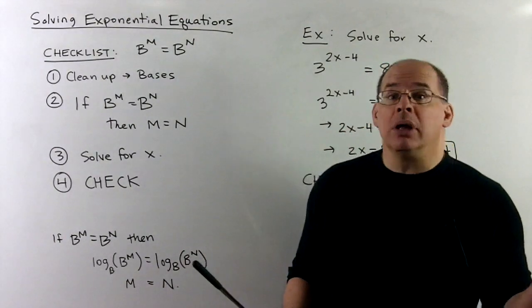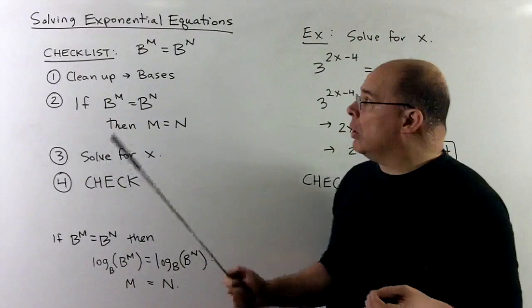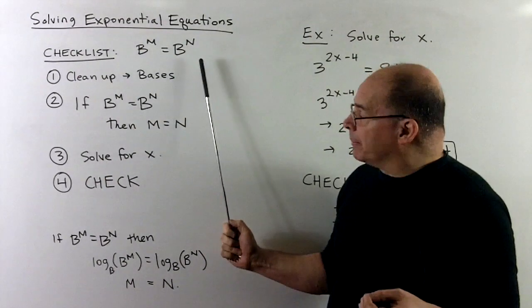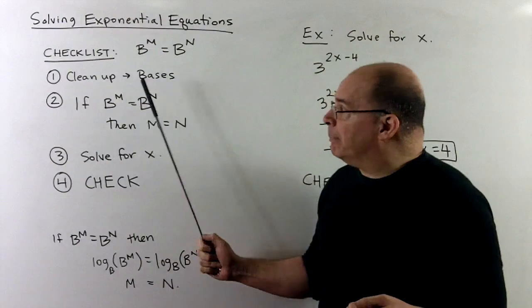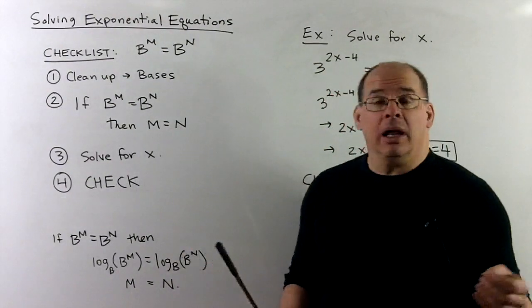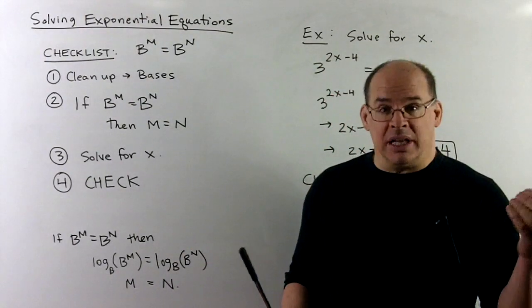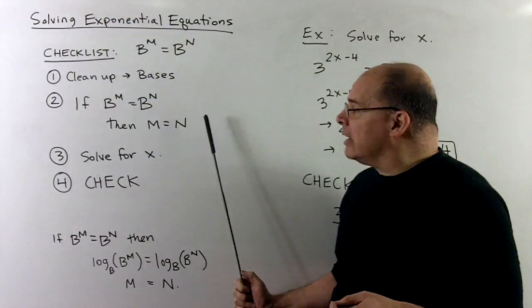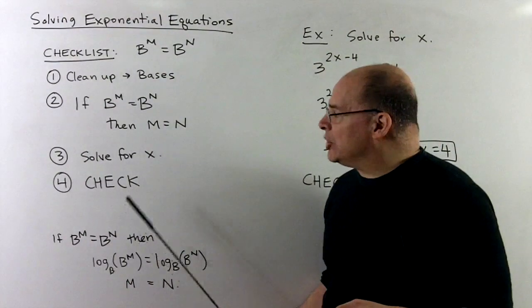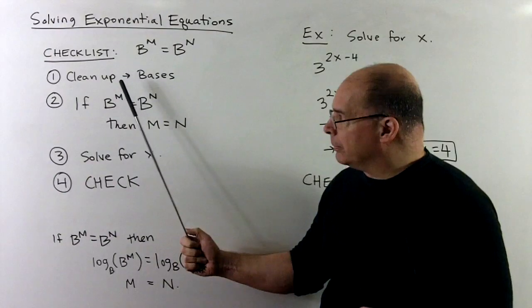First step, clean up as usual. Here our goal is to get our bases the same. If we can get b to the m equal to b to the n, we could just drop the b's to get the new equation m equals n. I solve for x, and then we check back in the original.